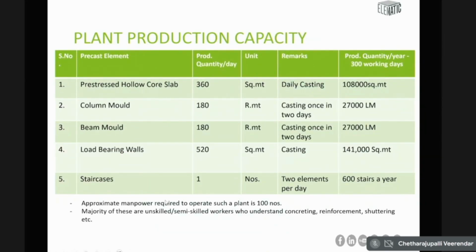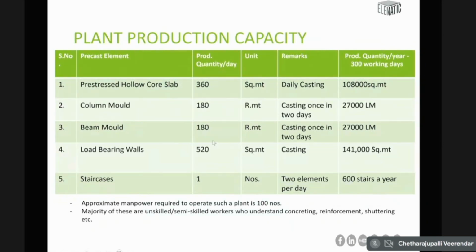So approximate manpower required to operate such a plant is 100 numbers. Most of the manpower is mainly used in column, beam, and wall sections, because there is a lot of reinforcement cages required here, and a lot of coordination in terms of MEP and inserts required in column, beam, and walls.